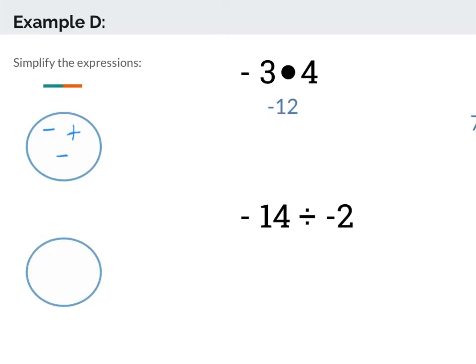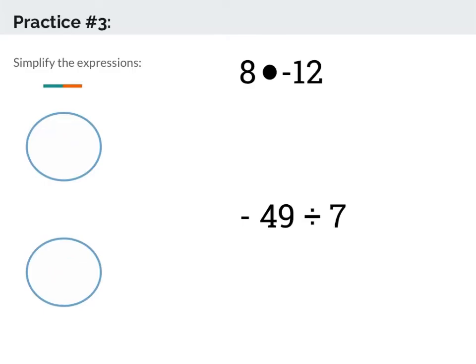The next problem that I have there is division, and before I even begin, I want to figure out what my sign is. I've got a -14, so I know that's going to be negative. I've got a -2, so I know that's going to be negative. And a negative times a negative, I'm asleep, I'm going to be happy, so I know my answer is going to be positive. So 14 divided by 2 is 7, and since I know my answer is going to be positive, my answer is going to be 7. So using the four faces, I was able to simplify both of these expressions, and hopefully you were able to follow along with me. Now let's see you try some on your own.